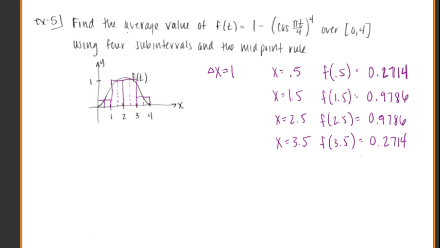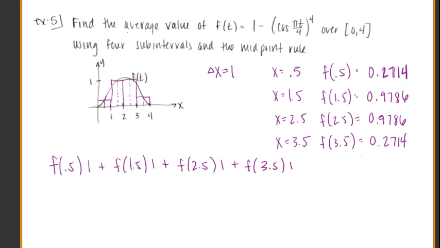Okay, so I went in there and found those values for us. And then to find the average value over that interval from 0 to 4, first of all, we want to sum all these up and multiply them by their area. Remember, it's going to be f of 0.5 times the change in x, which is 1, plus f of 1.5 times the change in x, plus f of 2.5 times the change in x, and then plus f of 3.5 times the change in x. When I do all that, it sums up to exactly 2.5.